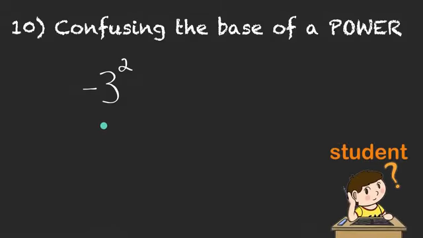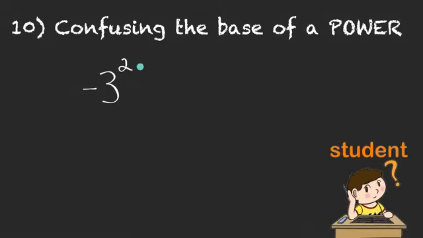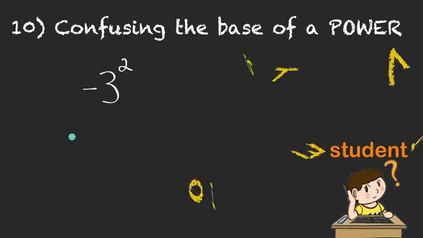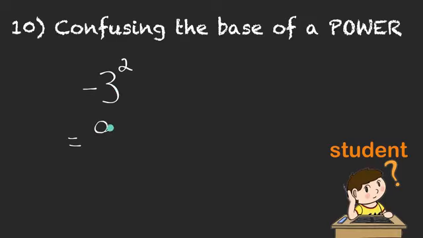Oh, this is an easy one. I've got -3 squared. I remember the trick my teacher told me. If I've got an even exponent on a negative base, I know my answer is going to be positive. So this one, -3 times -3, that's +9. Perfect.